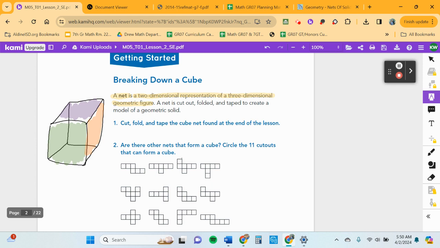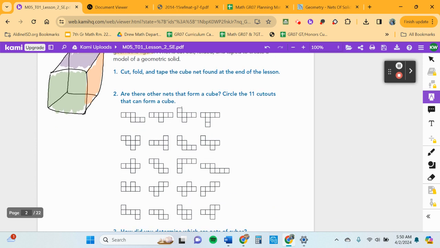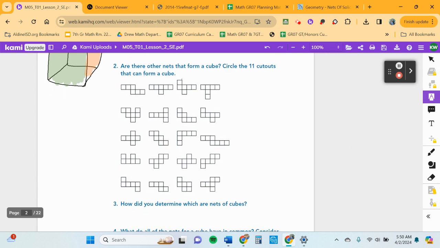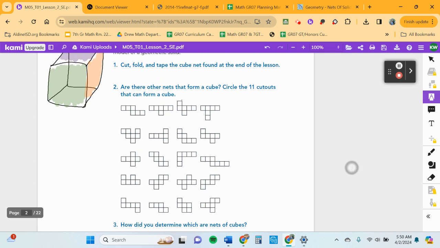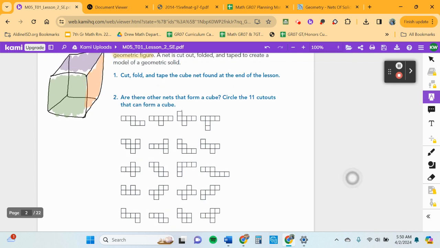All right, number 2. It says, are there other nets that form a cube? Circle the 11 cutouts that can form a cube. So now looking at the 11 cutouts here, you are going to determine on your own which one of these could potentially form a cube. Now, when you're doing this, I want you to think, what must it have at least to be able to form a cube in the first place?